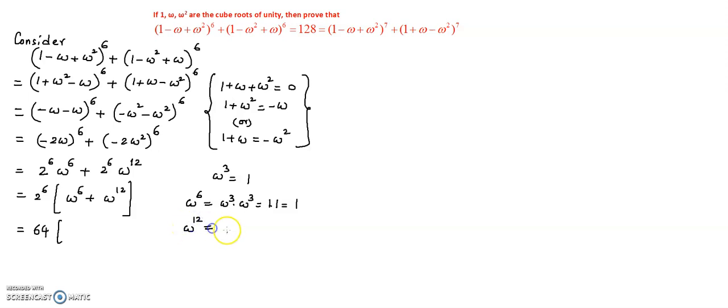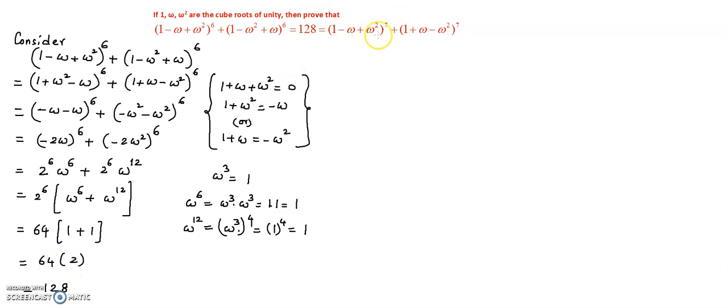Omega power 12 we can write as omega power 3 whole power 4. So omega power 3 we can write 4 times. Omega power 3 is 1. 3 into 4 is 12, remember. So omega power 3 is 1, and 1 to the power of 4 is also 1. So we can write omega power 6 as 1 and omega power 12 also as 1. So 64 into 1 plus 1, which is 2. 64 into 2 is 128.